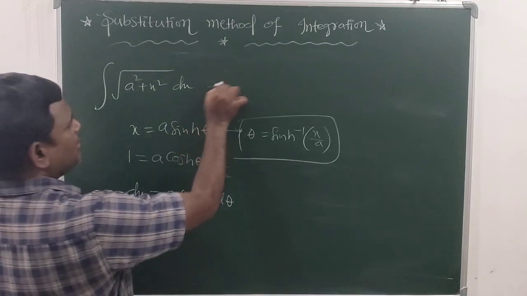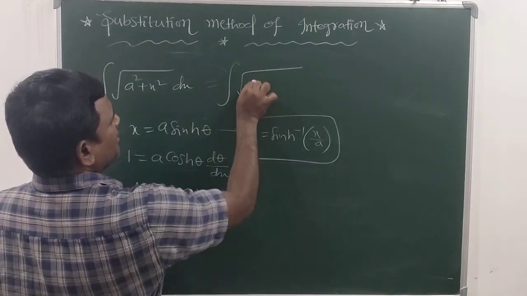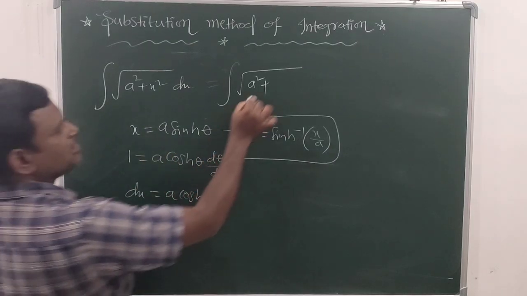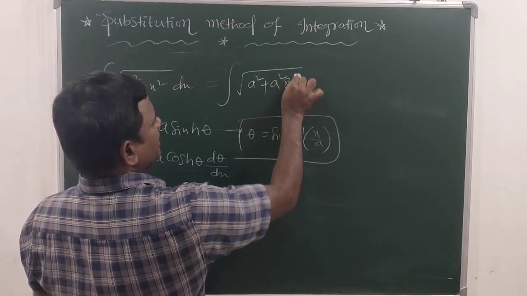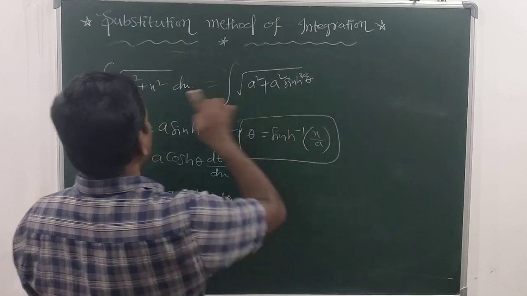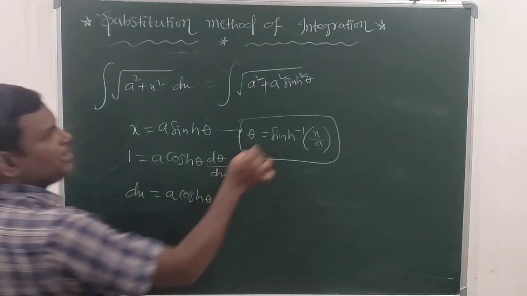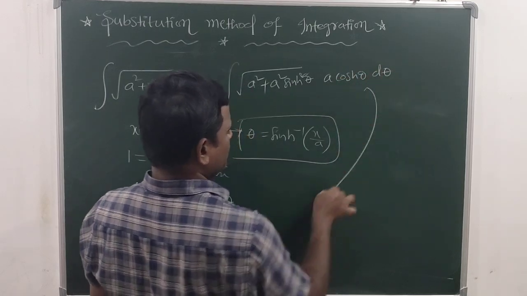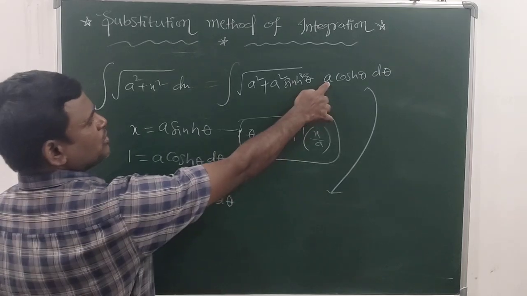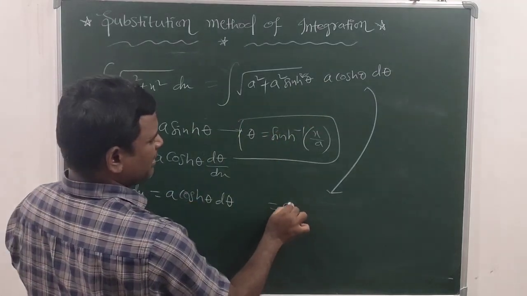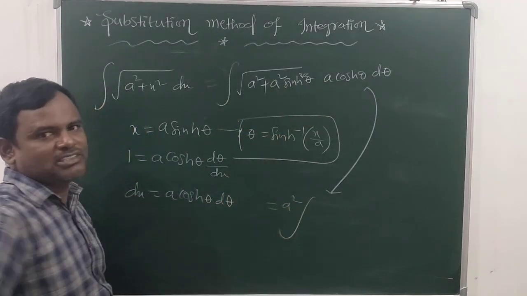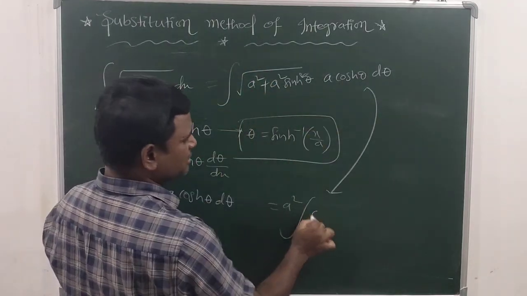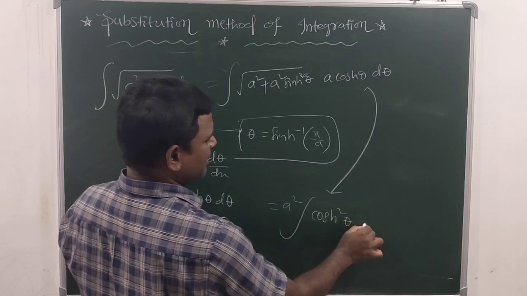Okay. Now come here and simplify. a square plus x square means in the place of x you have to write this: a square sinh square theta, and dx value is a cosh theta d theta. Now simplify this. So this a will become a square. Inside, 1 plus sinh square theta is nothing but cosh square theta, square cancels, cosh theta into cosh theta, cosh square theta d theta.